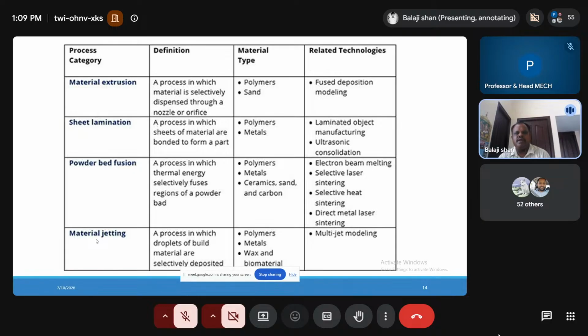For the powder bed fusion process, generally we are using polymer materials, metals, ceramics, sand, and carbon materials. Related technologies are electron beam melting, selective laser sintering, selective heat sintering, and direct metal laser sintering. For material jetting, polymers, metals, wax, and biometals are also used. The major technology for material jetting is the multi-jet modeling methodology.